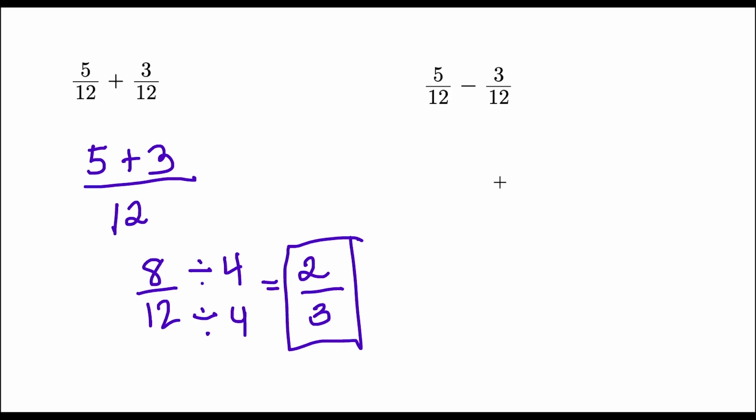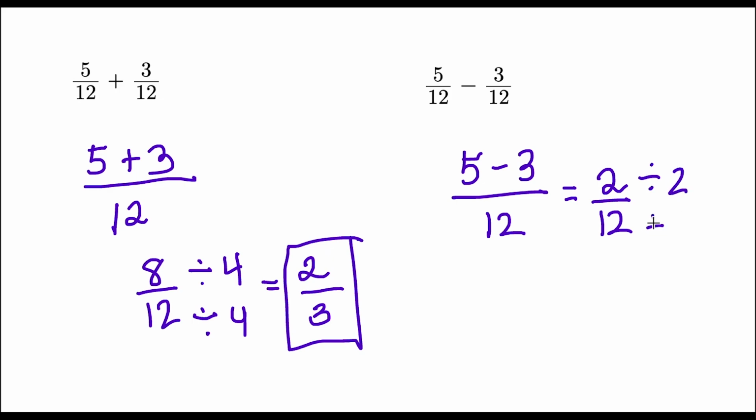Same thing when subtracting. 5 minus 3 over 12 equals 2 over 12. And since 2 and 12 can both be divided by 2, I'm going to go ahead and do that and get 1 over 6 as my simplified answer.